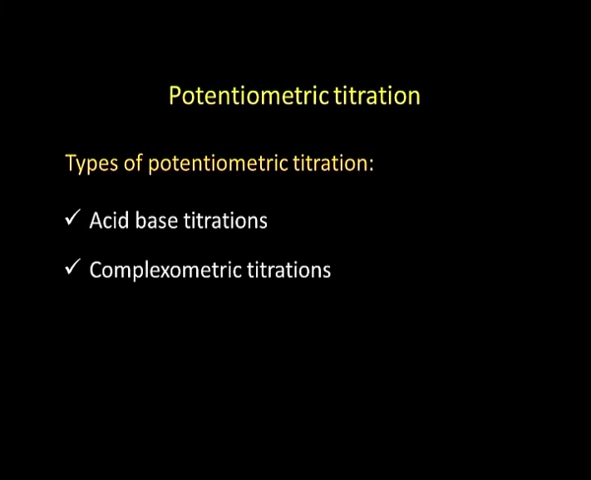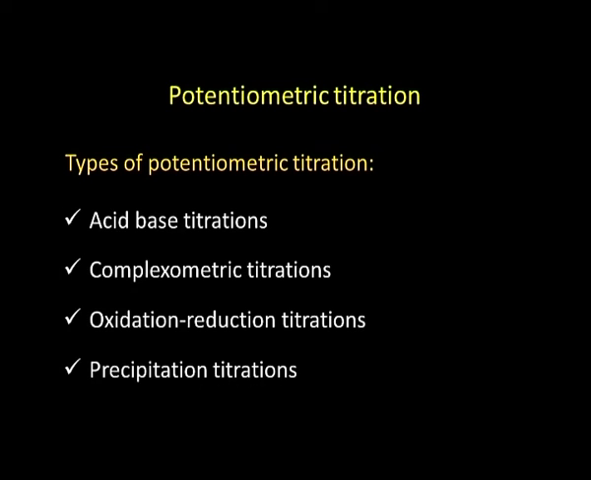In potentiometric titrations, the change in the electrode potential upon the addition of the titrant is noted against the volume of the titrant added. At the end point, the rate of change of the potential is maximum. We have several types of potentiometric titration, like acid base titrations, complexometric titrations, oxidation reduction titrations, and precipitation titrations. Let us now come to acid base titrations.